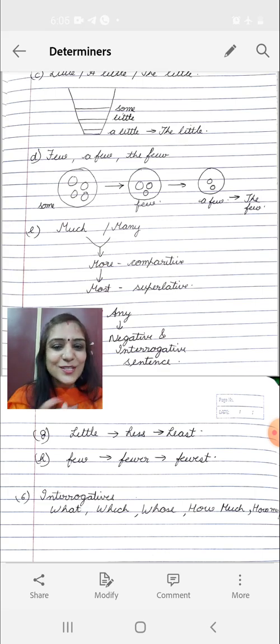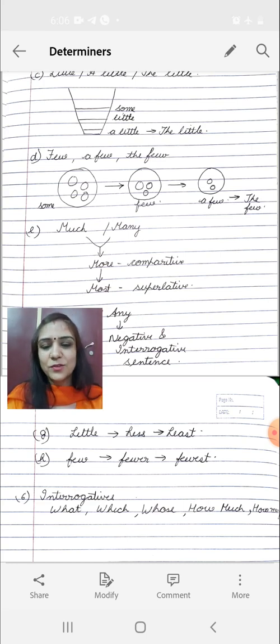Then few also has got its comparative, and the comparative is fewer, fewest. So what we have to keep in our mind while writing comparatives and superlatives is that after comparatives, than will come. T-H-A-N. That is than. And before fewest, the will come. So fewer than, the fewest. This is what you have to remember when we compare.